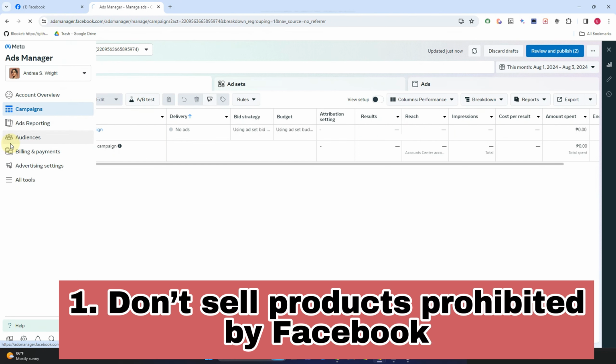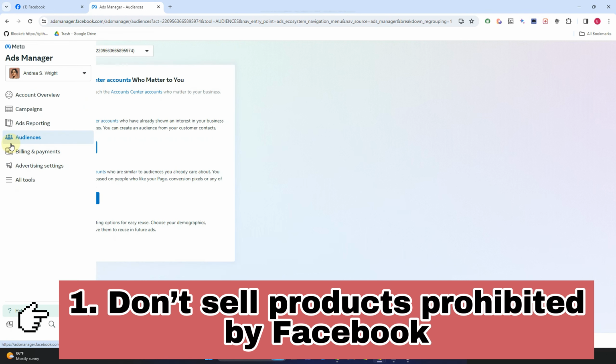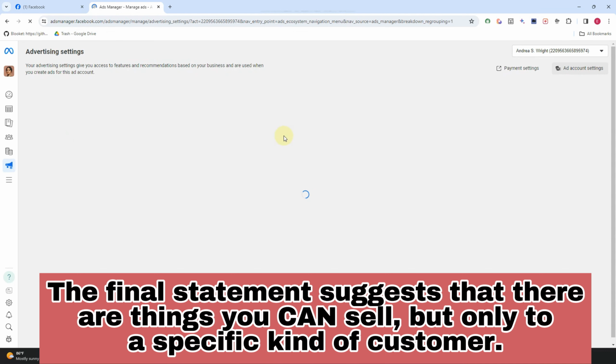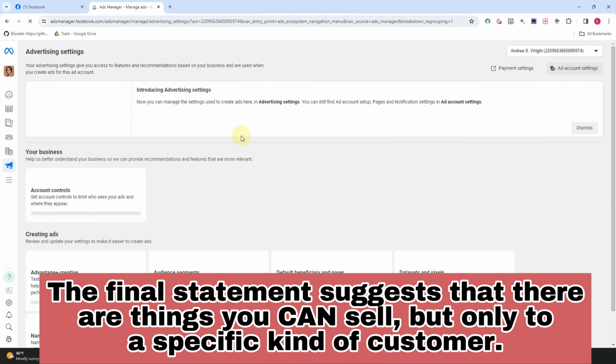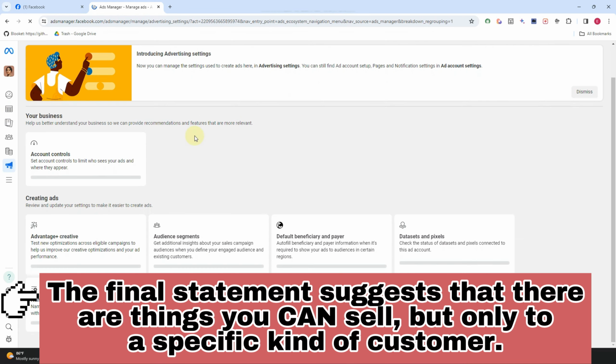Number one is you have to follow their rules and community guidelines. First, don't sell products prohibited by Facebook. The final statement suggests that there are things you can sell, but only to a specific kind of customer. Put another way, certain product categories have age restrictions. For instance, if this is restricted to individuals, then you should provide specific information for that.